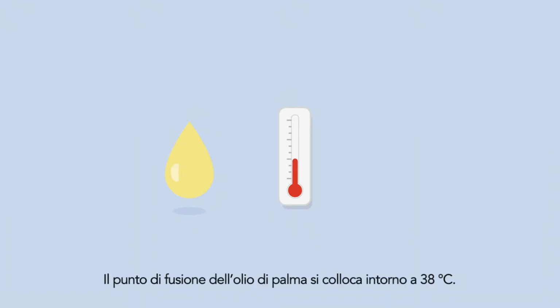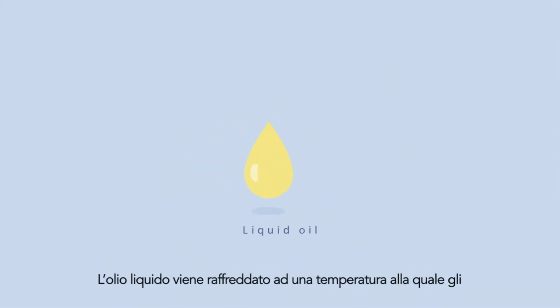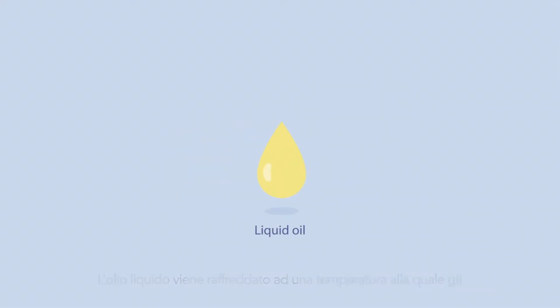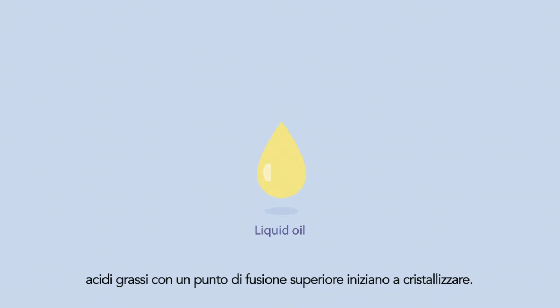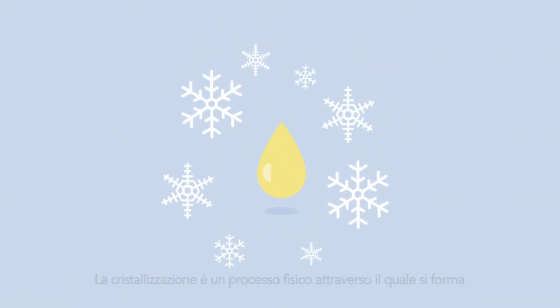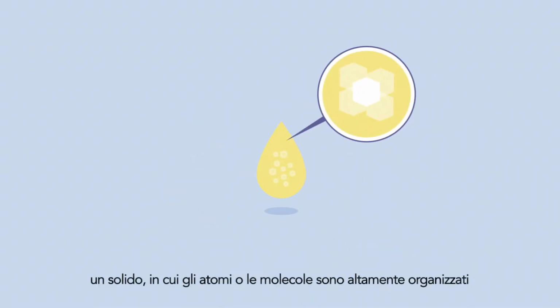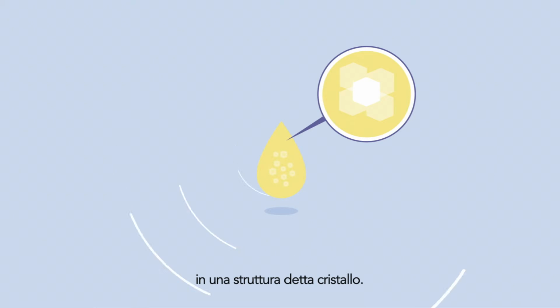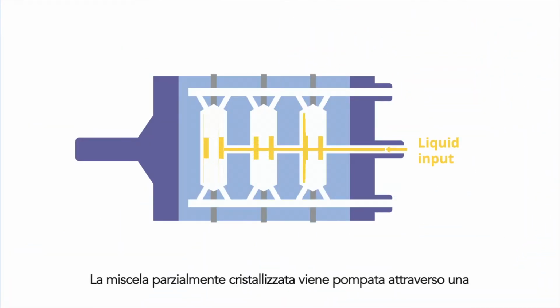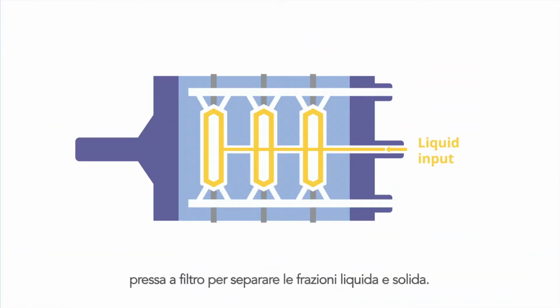The melting point of palm oil is around 38 degrees Celsius. The liquid oil is cooled down to a temperature at which fatty acids with a higher melting point start to form crystals. Crystallization is the physical process by which a solid forms, where the atoms or molecules are highly organized into a structure known as a crystal. The partially crystallized mixture is pumped through a filter press to separate the liquid and solid fractions.